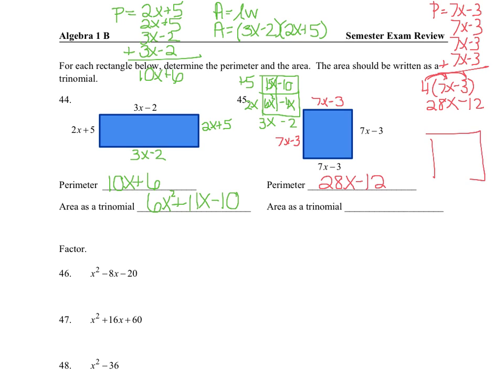Our area is going to be 7x minus 3 times 7x minus 3. 7x times 7x is 49x squared. 7x times negative 3 is negative 21x. 7x times negative 3 is negative 21x. And negative 3 times negative 3 is positive 9. So this is going to simplify to 49x squared minus 42x, because negative 21x plus negative 21x is negative 42x, plus 9.